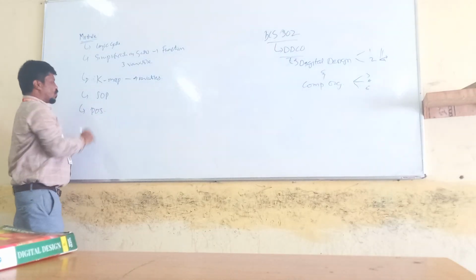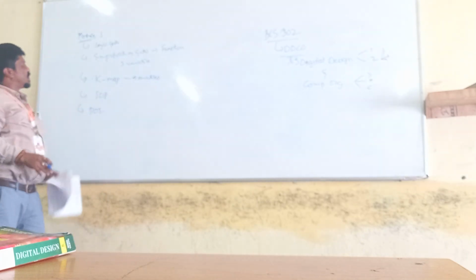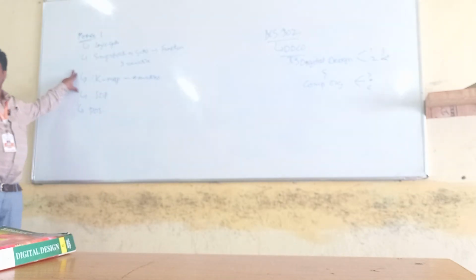And also we'll be studying SOP and POS. SOP means sum of products, and POS means product of sums. Some canonical forms and also non-canonical forms we'll be studying here. This is all about the first module. These are very basic classes we'll be seeing here.